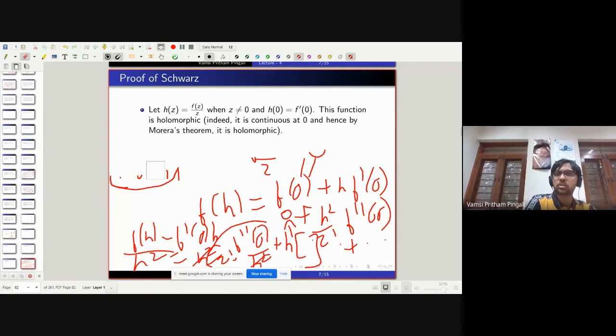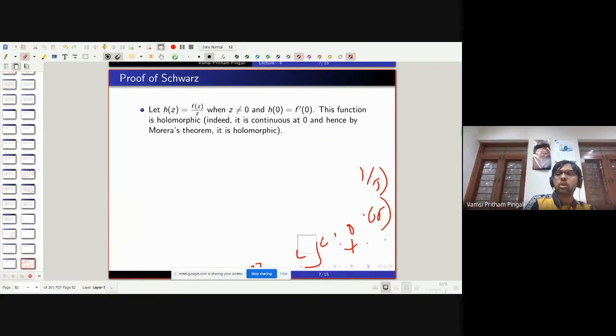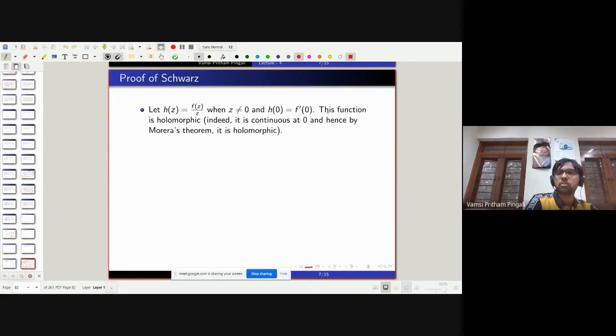let me just erase this. So I want to prove this statement. I want to prove that h of z is holomorphic. I'm sorry, the letter h has been used too many times. That was my mistake. I want to prove this function is holomorphic.